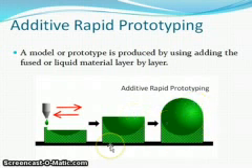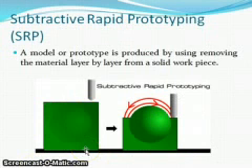Finally we take the component out from the machine, do some finishing operations on it, and supply the component to the required area, and we test the component. And the next one is called subtractive rapid prototyping, the entirely opposite of additive rapid prototyping.